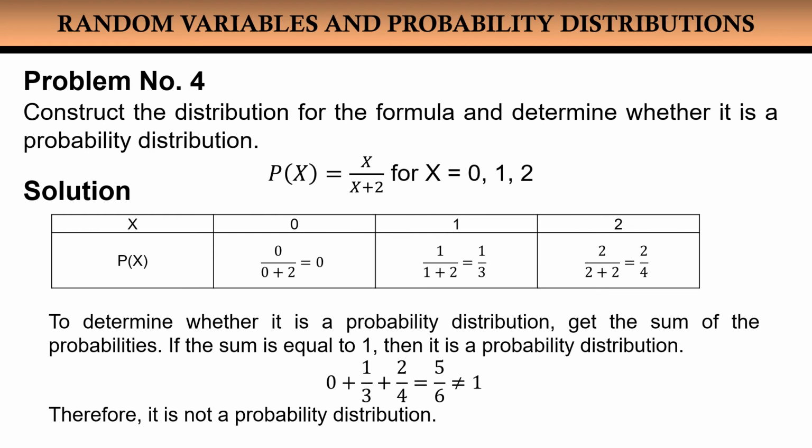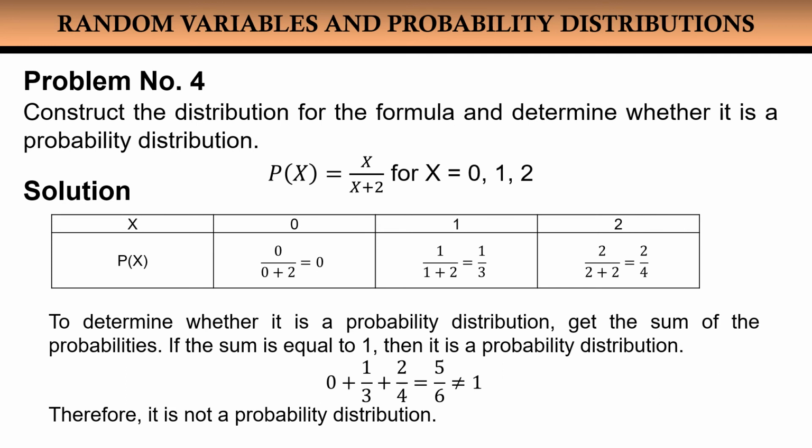Then, isa-substitute natin yung mga values na yan. For x equals 0, we have 0 over 0 plus 2. So, 0 over 2 equals 0. For x equals 1, we have 1 over 1 plus 2, so 1 over 3. And for x equals 2, we have p of x is 2 over 2 plus 2, 2/4. So, ang values ng p of x ay 0, 1/3, and 2/4. So, yan yung ating distribution.